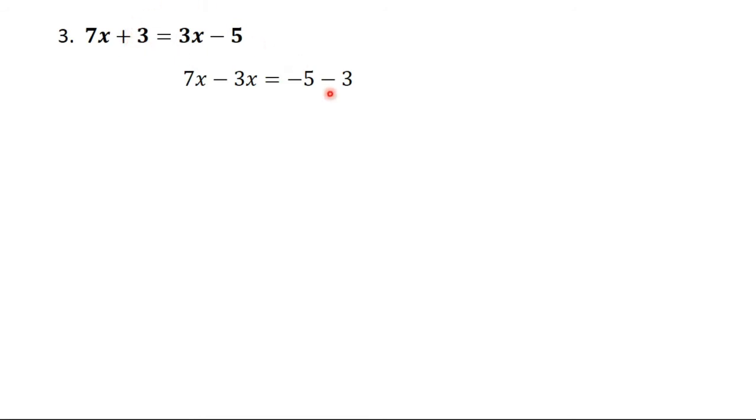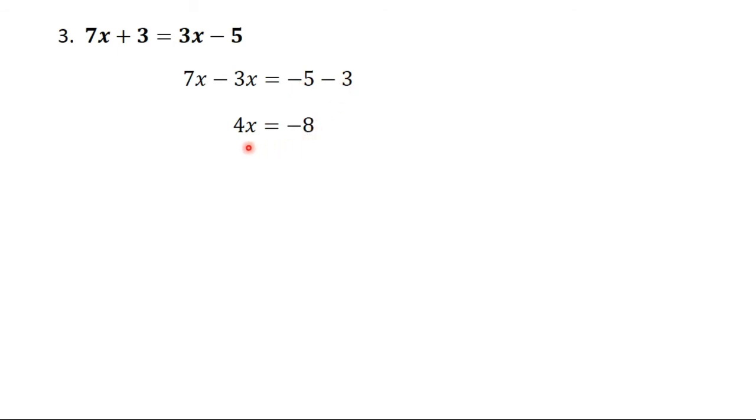When it crosses the equal to sign to this side, it becomes negative, so minus 3. 7x minus 3x, from algebra, we know that will give us 4x. Minus 5 minus 3 will give us minus 8.